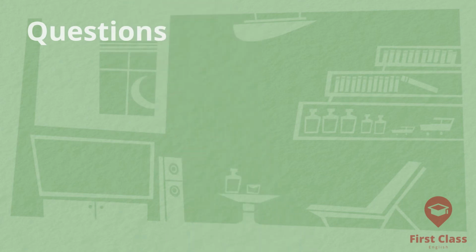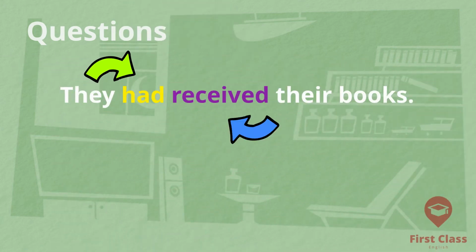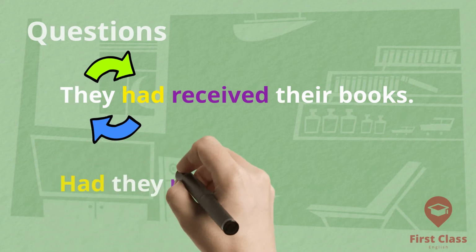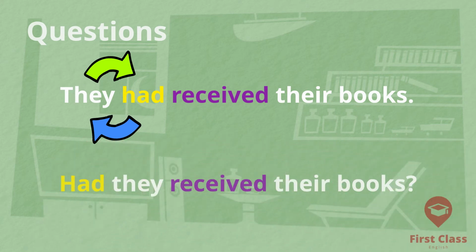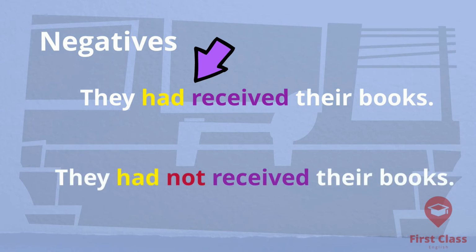What if we want to make a question? Simply change the order of the subject and the verb had. For example, had they received their books? To make a negative statement, we simply put the word not between had and the past participle. For example, they had not received their books.